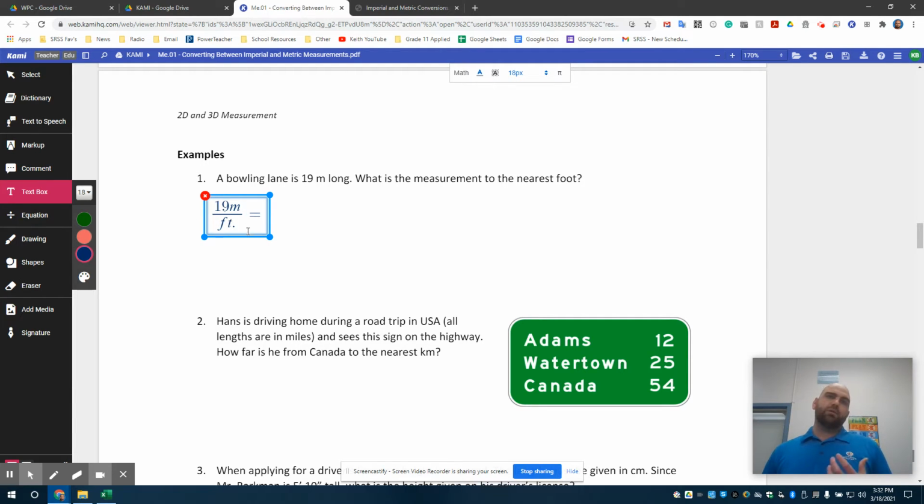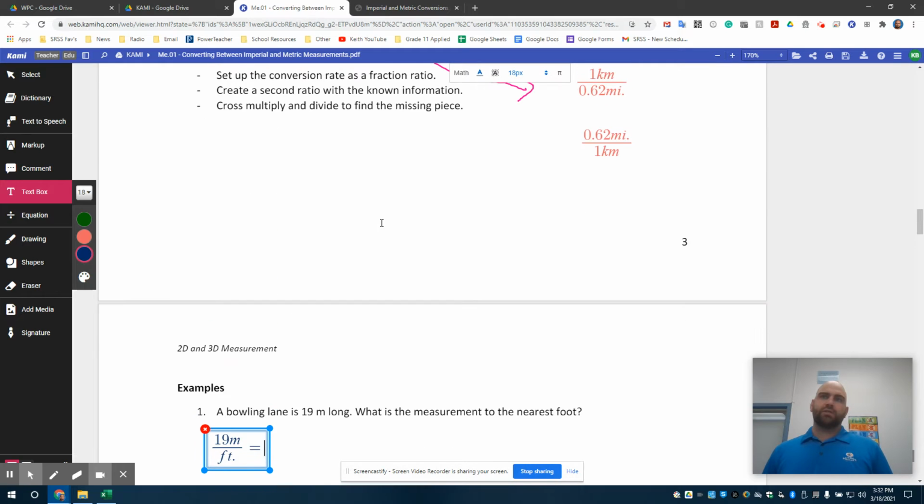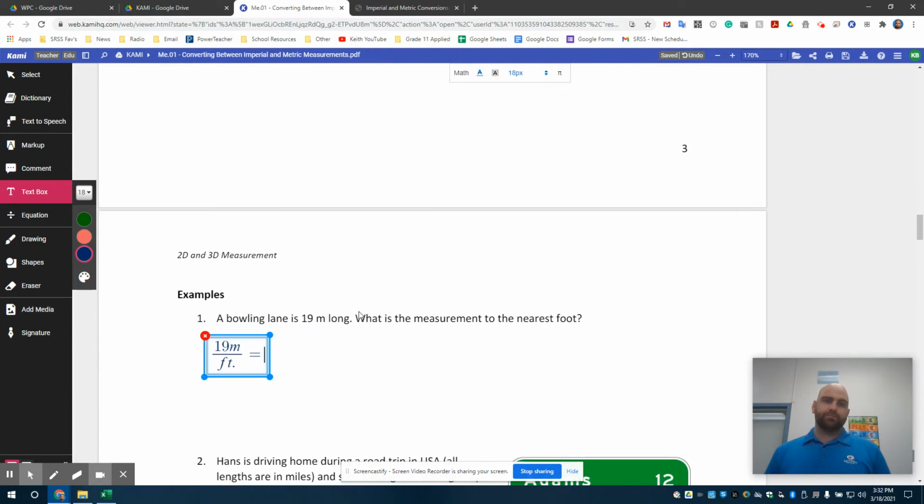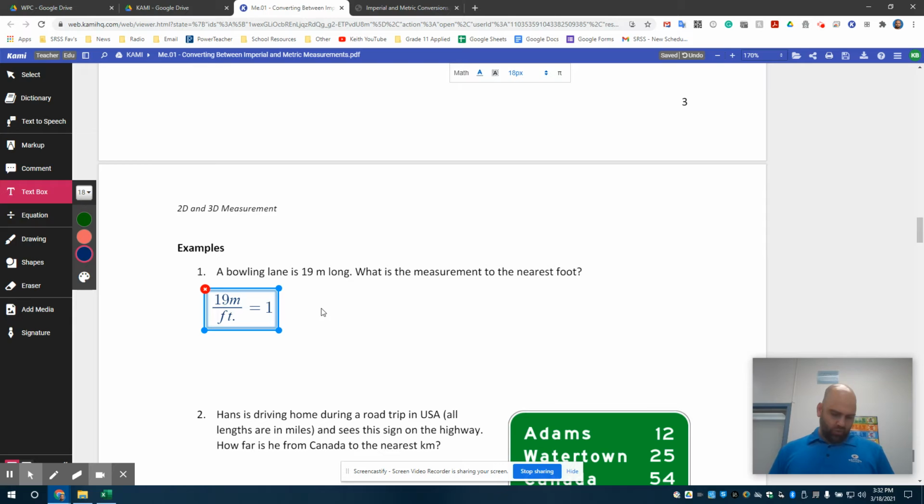Now we need to figure out a meters and feet ratio. We can look up here, meters to feet is right here, or feet to meters is right here. We can use either one. They're going to give us slightly different answers because they're not exact, they're rounded a little bit, but we can use either one. I'm going to use the 1 meter is 3.28 feet. So 1 meter over 3.28 feet.